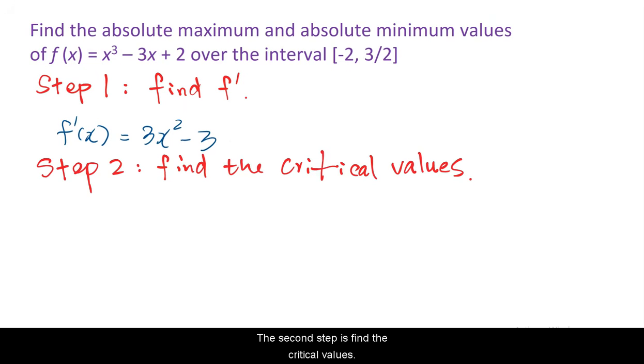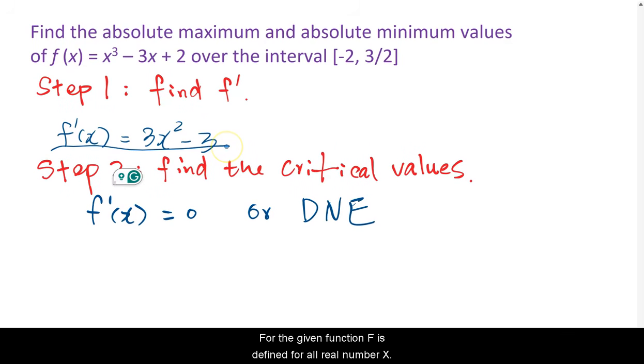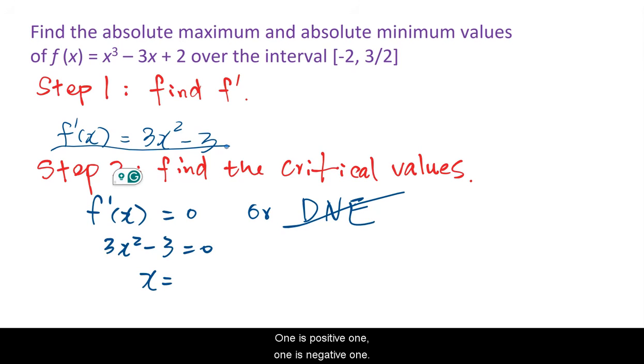The second step is find the critical values. We know critical values happen when the first derivative of f equals 0 or does not exist. For the given function, f is defined for all real numbers x, so we don't have the case of f prime not existing. So we will look at the case of when f prime of x equals 0. So make 3x squared minus 3 equals 0, and we solve that. We will have two solutions. One is positive 1, one is negative 1.